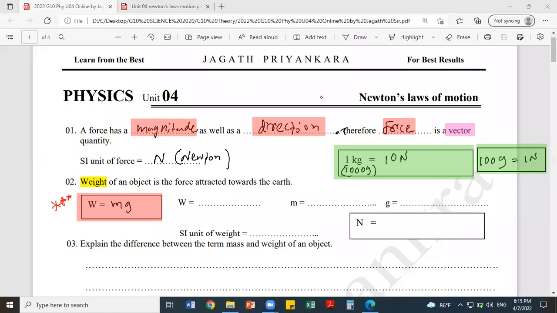W is weight. Weight measured in Newton. And m, right, mass of the object. So W is weight. m is the mass of the object. And g is gravitational acceleration.